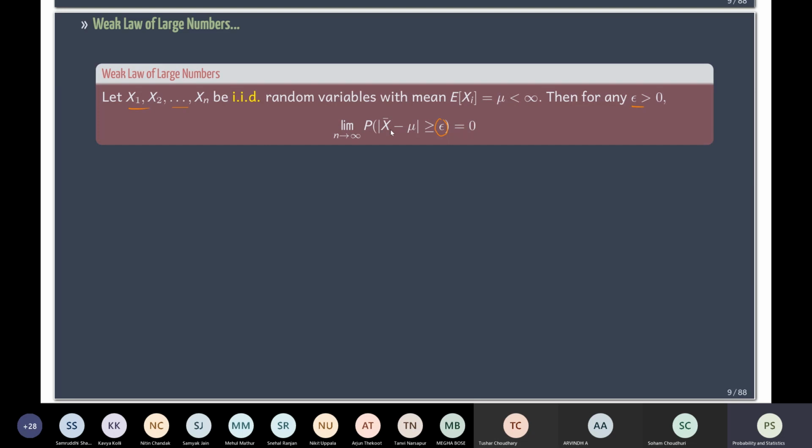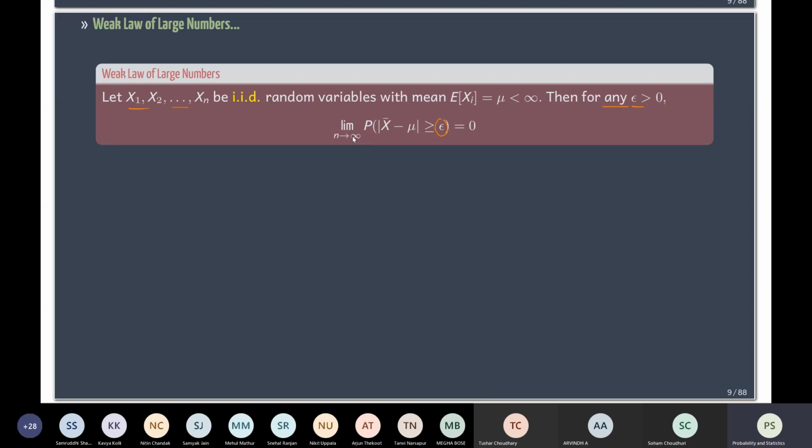In very simple words, the sample mean will approach mu with high probability, with probability 1. Because this holds for any epsilon, I can make epsilon as close to 0 as possible. In other words, the probability of x bar being different from mu is going to be very, very small. The probability of the difference being greater than epsilon is going to be almost 0. The probability is going to be 0 as n tends to infinity.